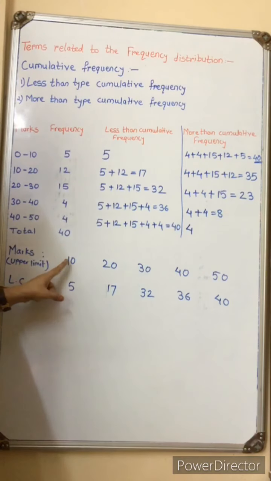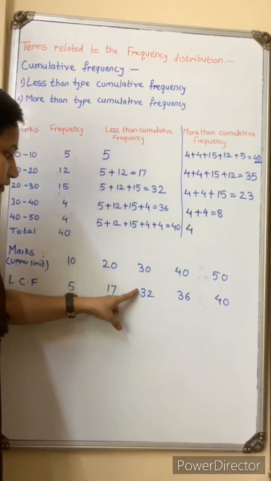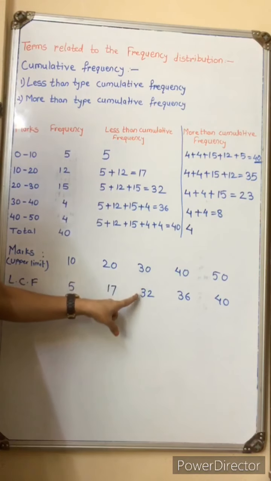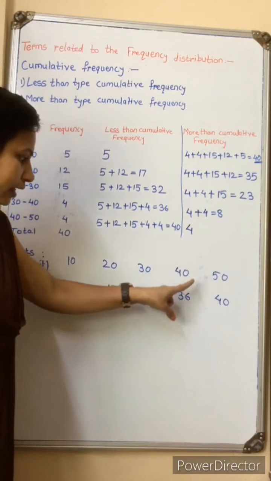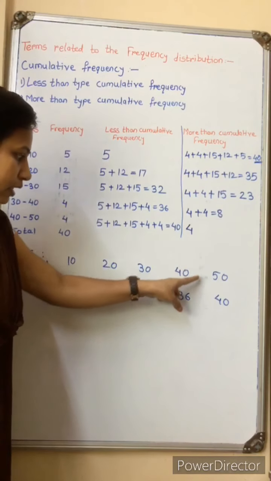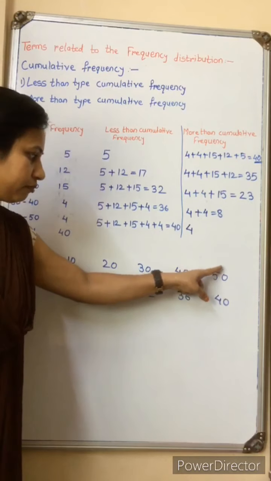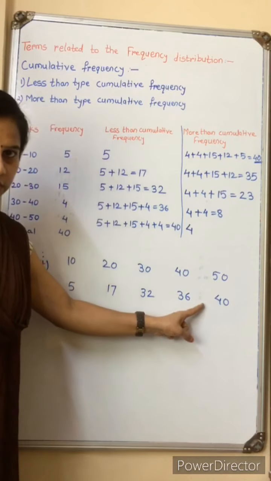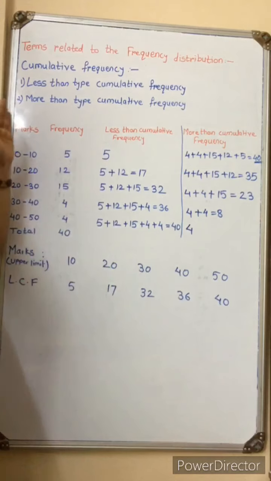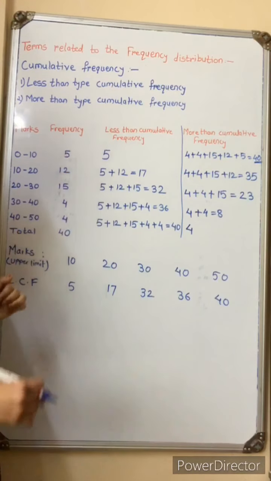Once again I say, if I want to find out the number of students having less than 10 marks, less than 20 marks, the number of students having less than 30 marks are 32. Less than 40 marks are 36. Less than 50 marks are 40. That is the meaning of less than cumulative frequency.